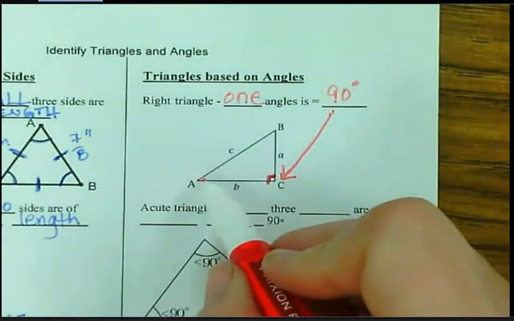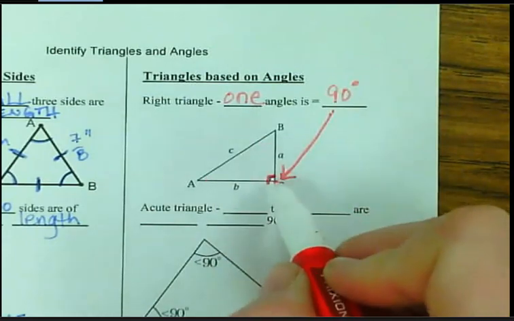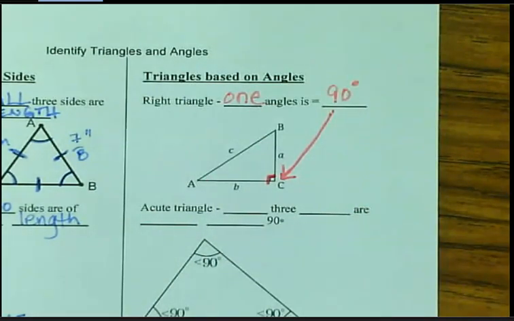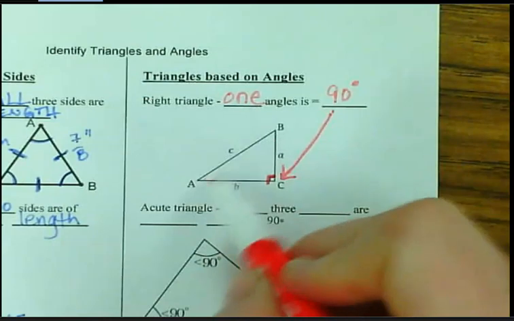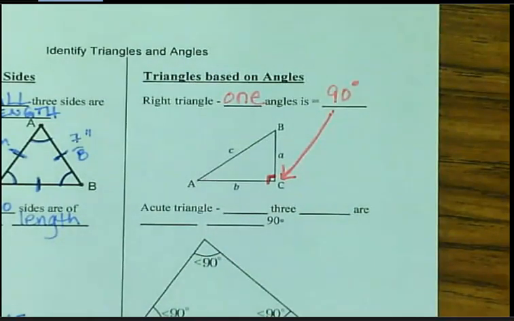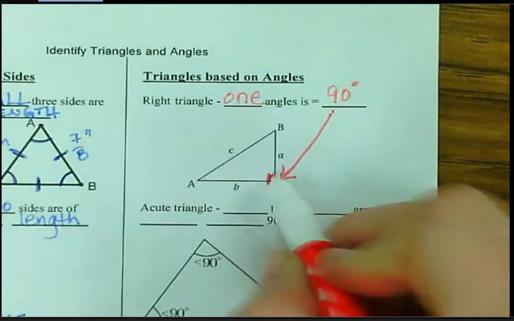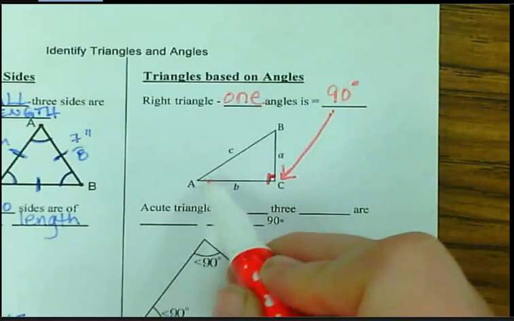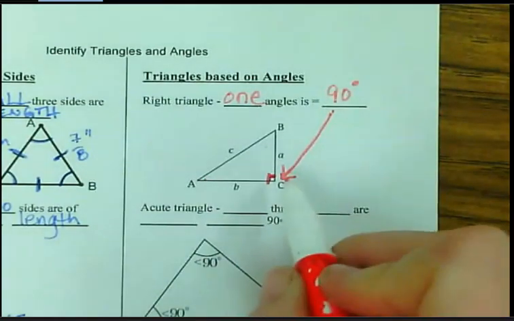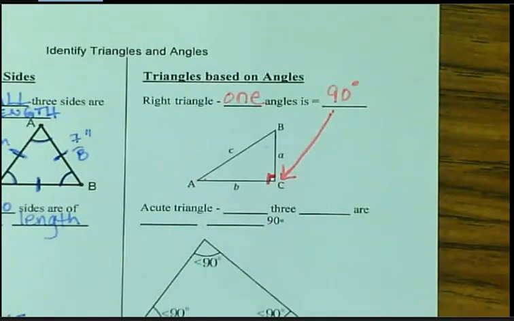Okay? So that means these two here are going to be less than 90 degrees. Because together they have to equal 90 degrees, right? Because if all three of them total up, you add it and you get 180. Well, we've already used 90 here. So these two have to be less than 90.